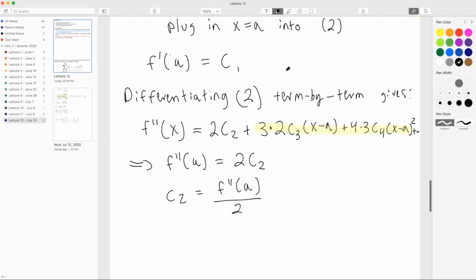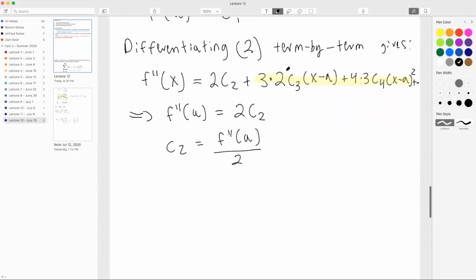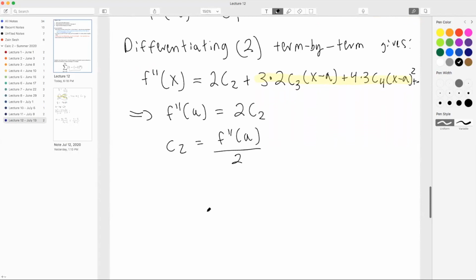So we have a formula for C2. Let's do this one more time and see if we can somehow pick out a general form. So remember, factorials are going to come into play. We're going to see if a pattern emerges and find an explicit formula for C sub n. So let's do this one more time. So I'm going to call this guy 3.